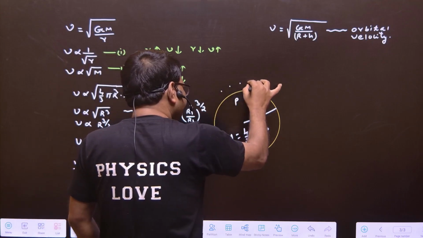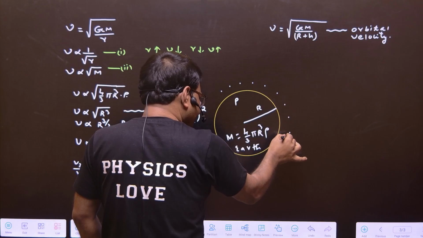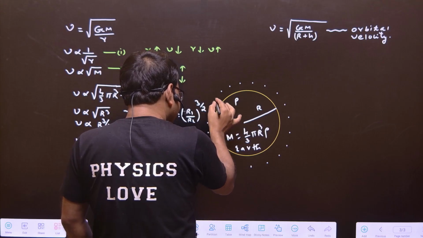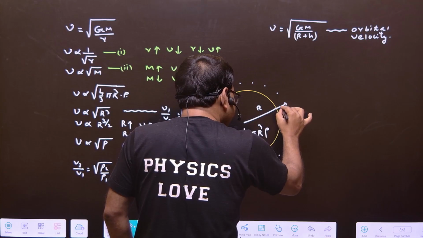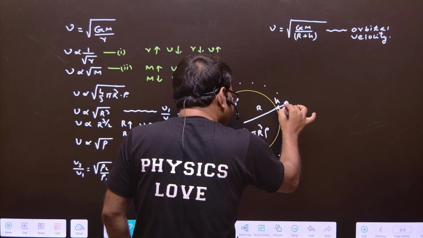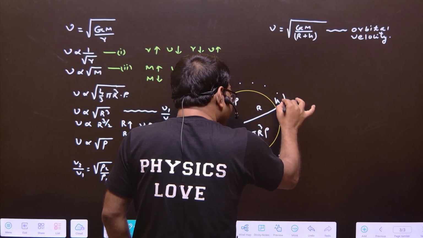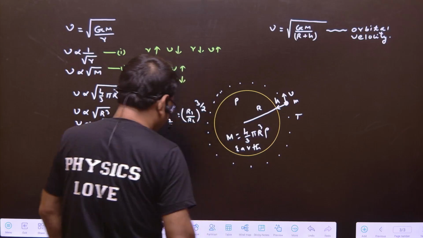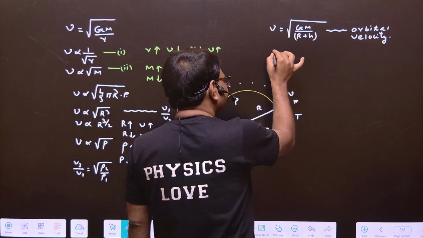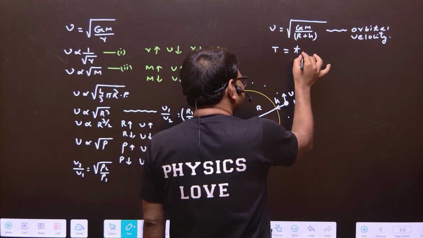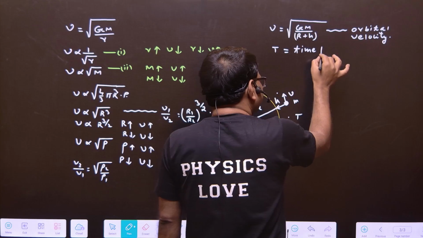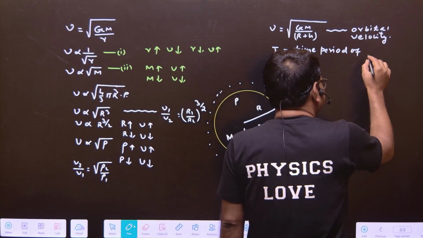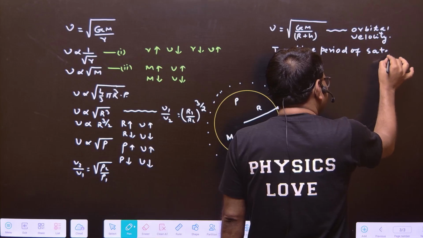Assume this is the orbit of the satellite, and this was the height h, and the planet and satellite are like this, the satellite having mass m and velocity v. For one complete rotation, the time required is called the time T. T is the time period of the satellite.